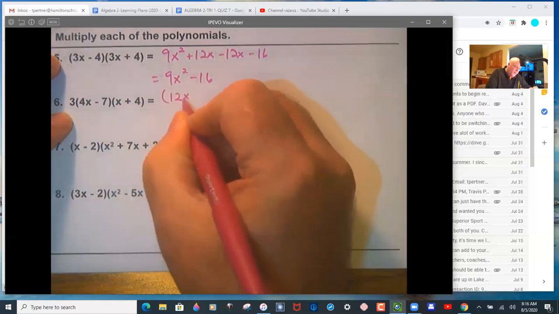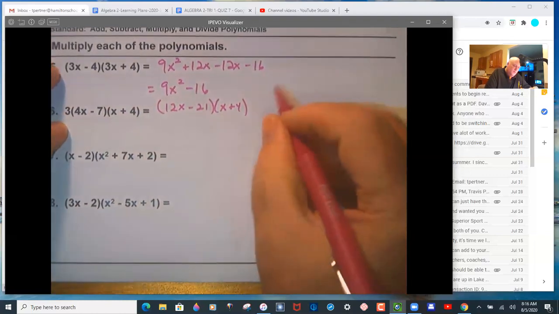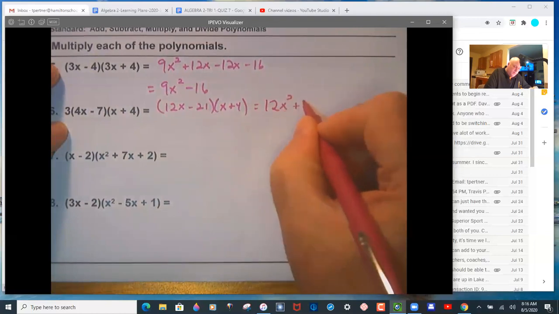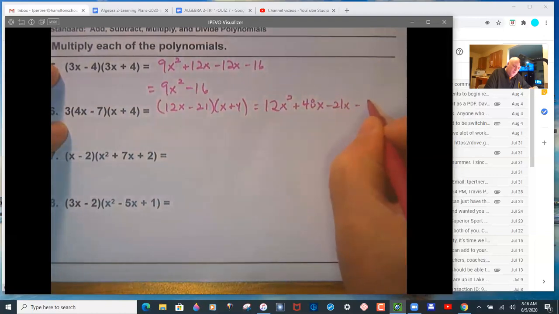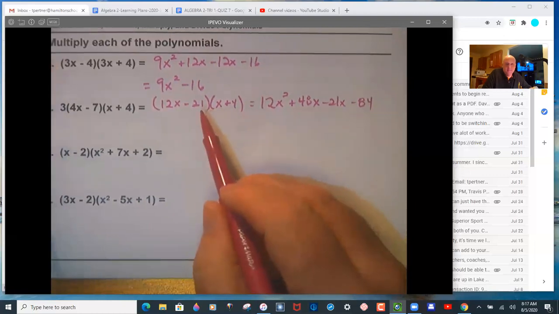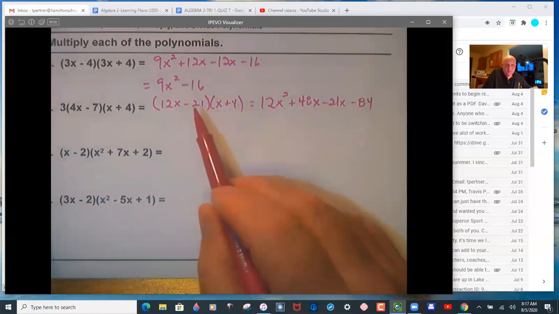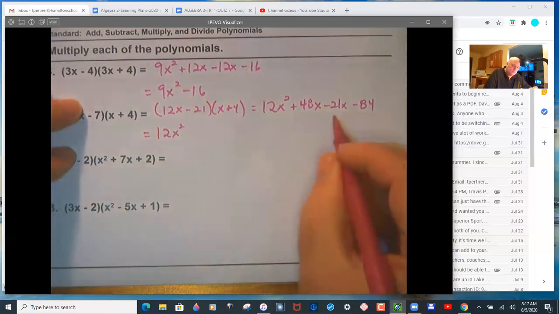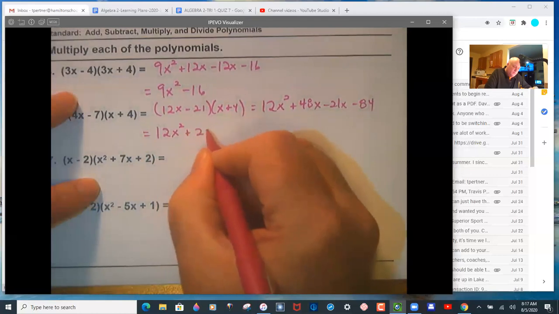So you could say 12x minus 21 times x plus 4, do the FOIL product. So let's do that. 12x squared plus 48x minus 21x minus 84. 21 times 4 on the end. Now combine like terms. So 12x squared plus 27x minus 84.